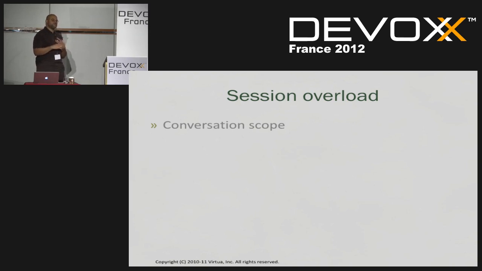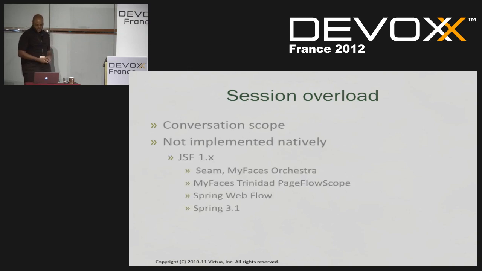2.x is probably the easiest way to do it. There is a Seam 3 as well. And then CDI, context for dependency injection for Java, has it. And the latest version of Spring has a conversation scope as well. Okay, so that's another scope you can use. Oh yeah, MyFaces Trinidad also has a page flow scope, which is very similar to the conversation scope as well. And Spring Webflow has something similar too. So those are different ways to do it.